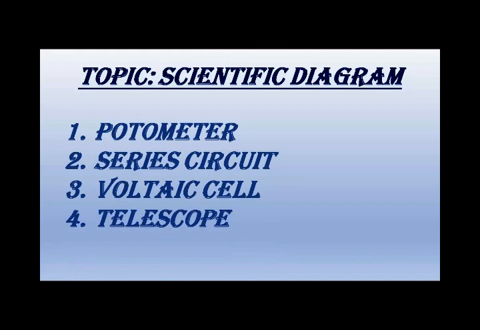I repeat, class. Today's topic is scientific diagrams, and the topics are: point number 1, photometer. Point number 2 is series circuit. Third one is voltaic cell, and the fourth one is telescope.